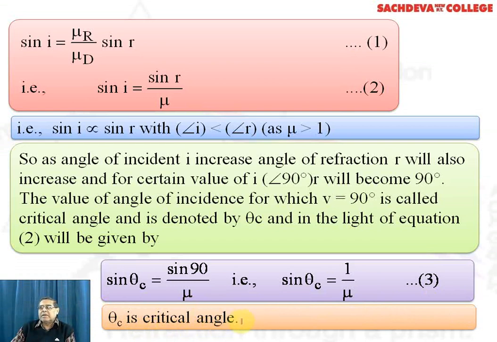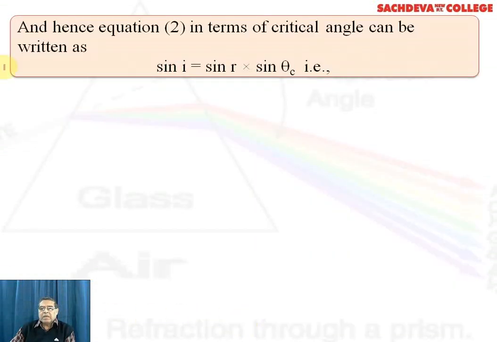Now theta c is the critical angle. As I have explained earlier, if the incident ray of light, after striking the rarer and denser medium boundary, gets reflected in the same medium, the phenomenon is called total internal reflection, and the angle between the two rays will be known as the critical angle, represented by theta c.